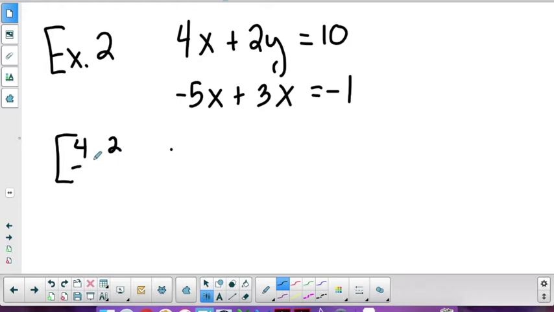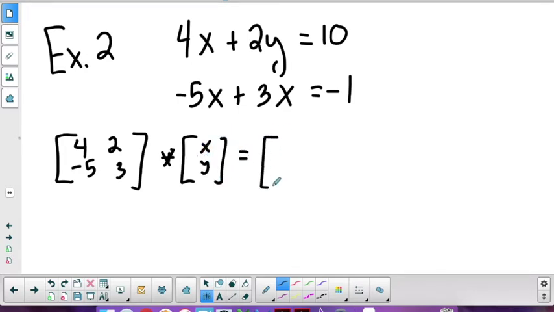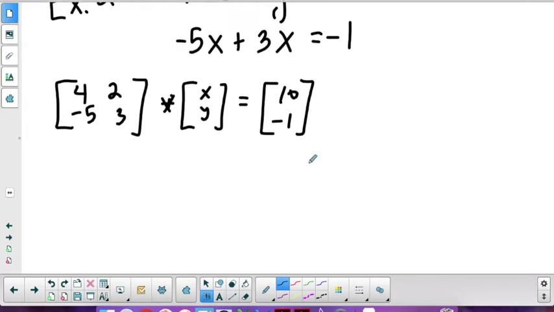Coefficient matrix times variable matrix, and again the order is very, very important, equals the answer matrix. All right, so now we're going to find our inverse so that we can actually solve this thing. Okay, so let's find our inverse.